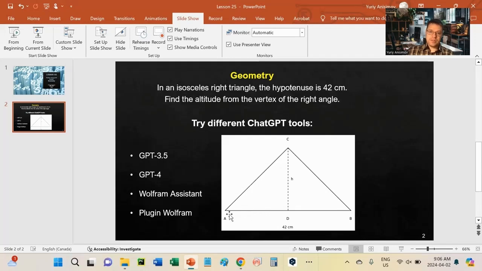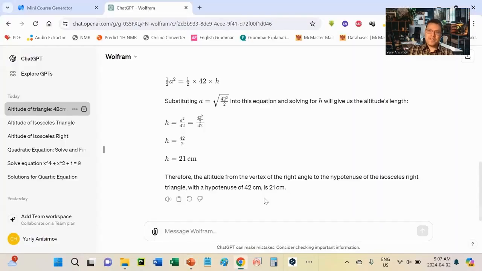And then if we look at triangle ACD, it's a bisector. Then here is 45, here is 45, here is 90. So then we end up with an isosceles triangle again. So ACD is an isosceles triangle, and then AD equals CD, and CD is H, the altitude. And in this case CD is 21 centimeters too. So that's actually how I would solve this problem. However, I like the solution offered by Wolfram Assistant, and finally it was correct.